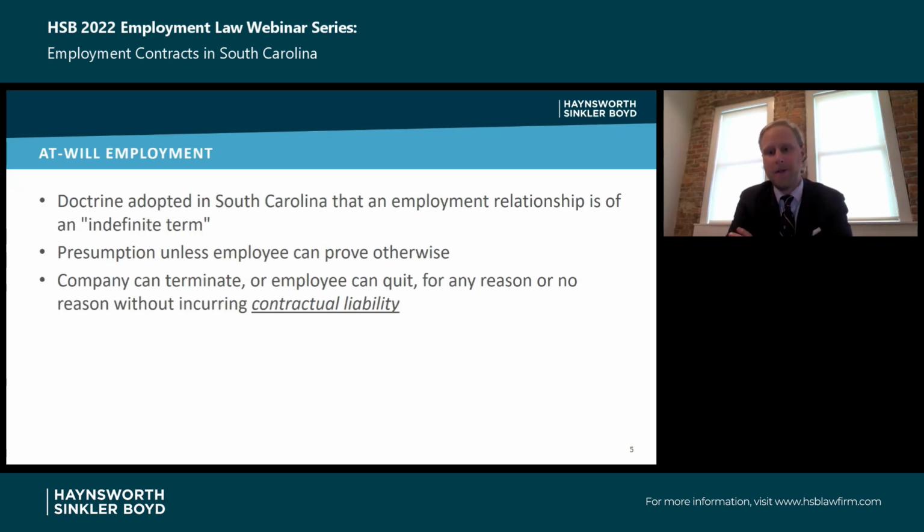Now, at-will employment is probably one of the most fundamental legal things that we have in regards to the employment relationship in South Carolina. All at-will employment means is that the presumption in South Carolina is that the employment contract is of an indefinite term. And it's a presumption unless the employee can prove otherwise. So unless you agree with one of your workers that, hey, we're going to employ you for 2 years, or we're going to keep you employed unless you screw up, or we're going to keep you employed unless you do this or that, the presumption is that every employee in South Carolina is hired as an at-will employee.